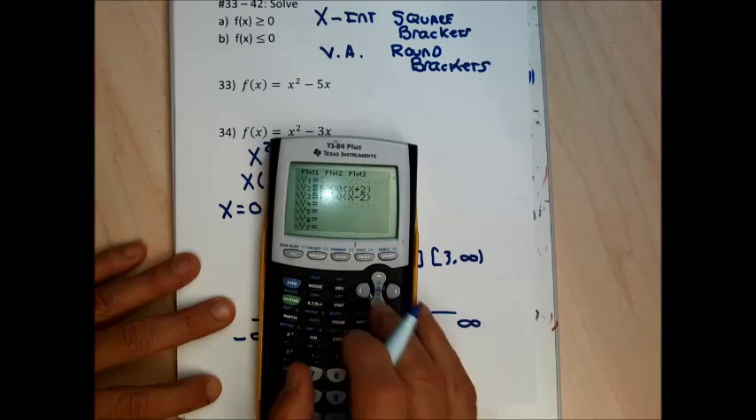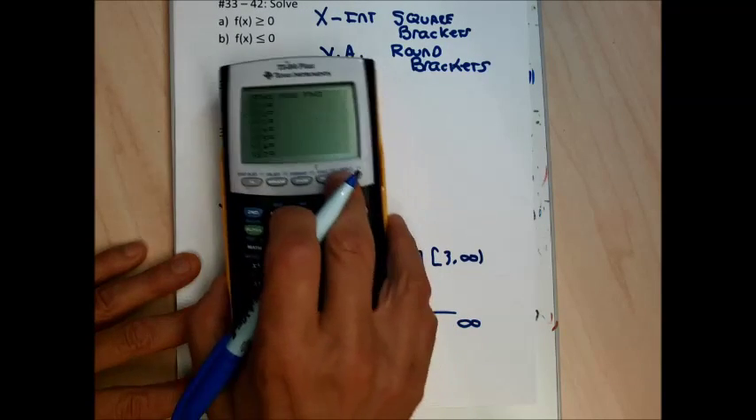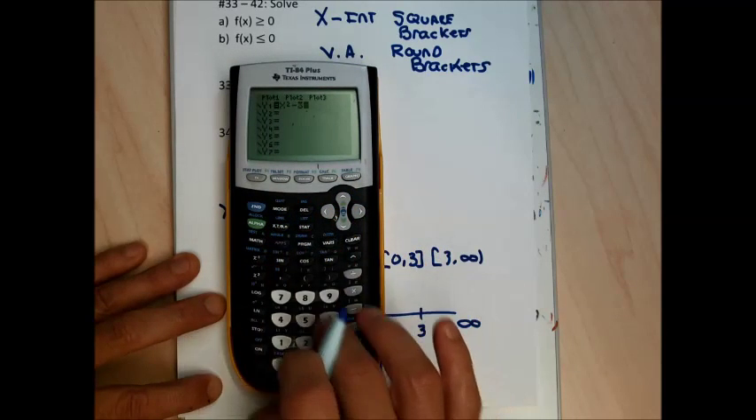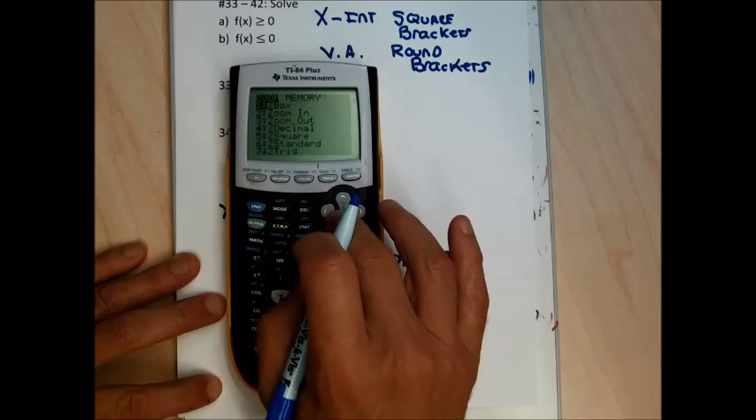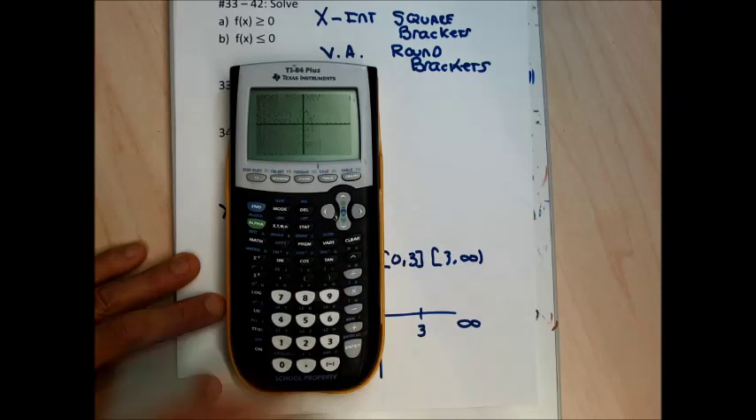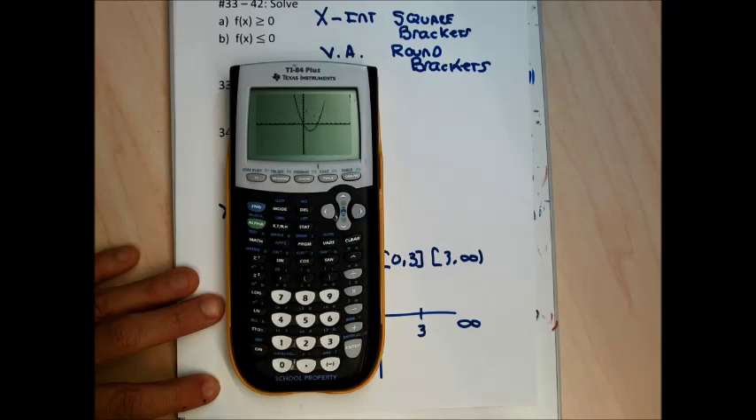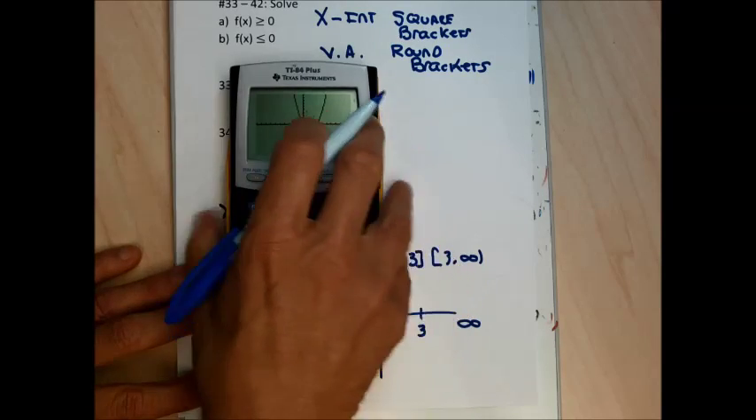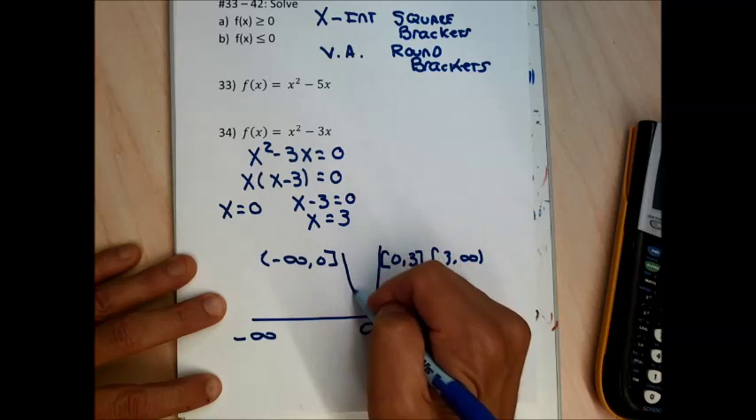So y equals, clear out all the stuff from the last problem, and do x squared minus 3x, zoom standard, because a standard window is generally the way to go. I can see everything I need to see. There's the x-intercept at 0. There's the x-intercept at 3. The graph looks something like that.